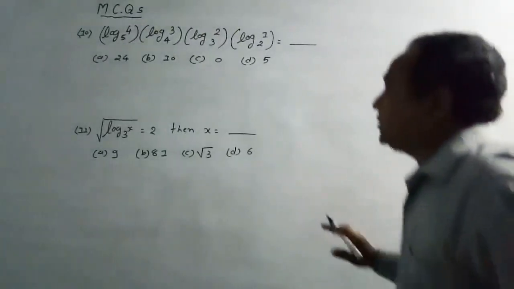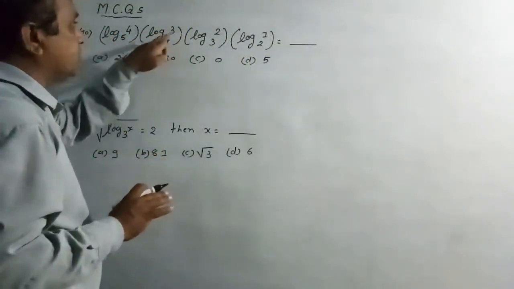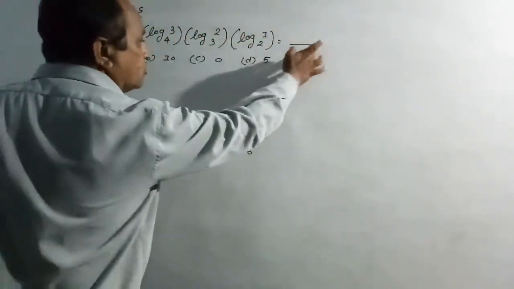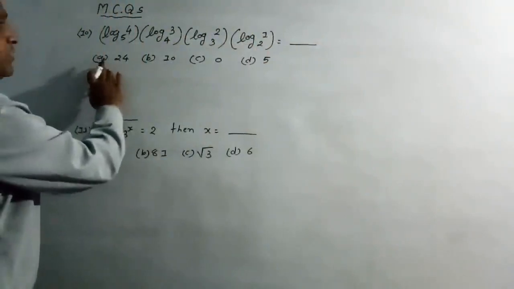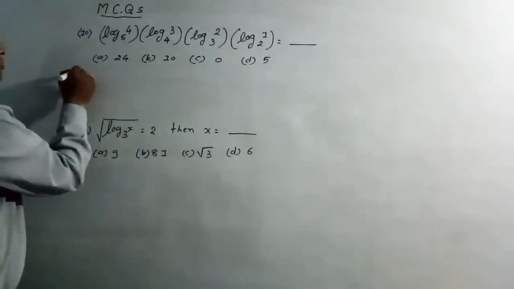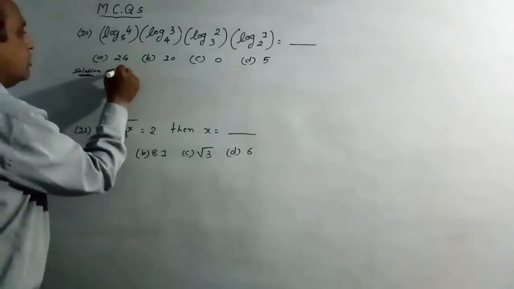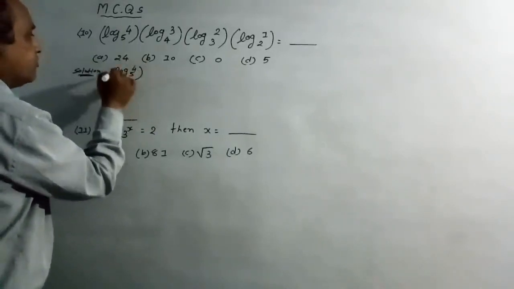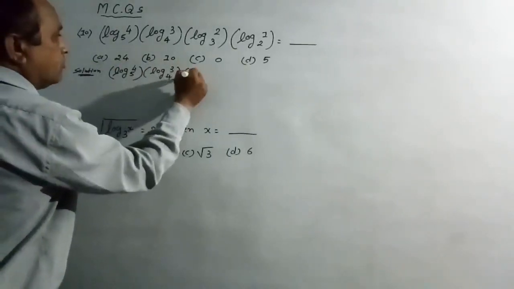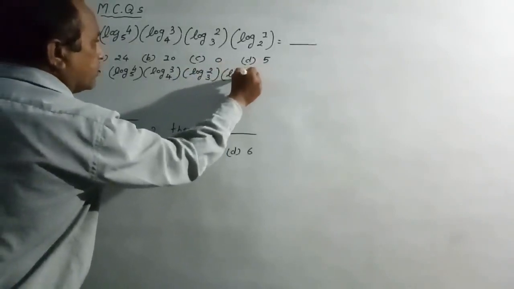Now MCQ number 10. Log 4 base 5 multiplied by log 3 base 4 multiplied by log 2 base 3 multiplied by log 1 base 2 is equal to blank. Here the options are A 24, B 10, C 0 and D 5. So here given log 4 base 5 multiplied by log 3 base 4 multiplied by log 2 base 3 multiplied by log 1 base 2.